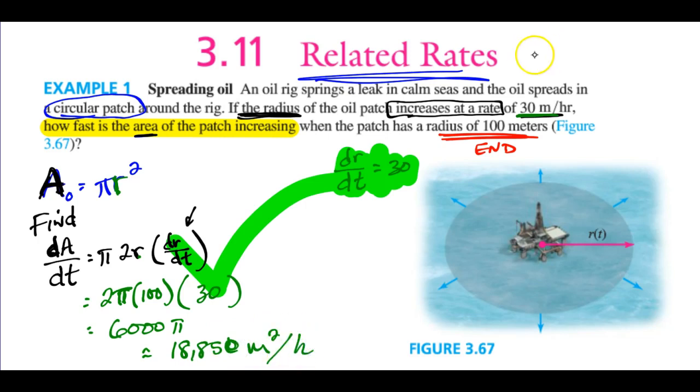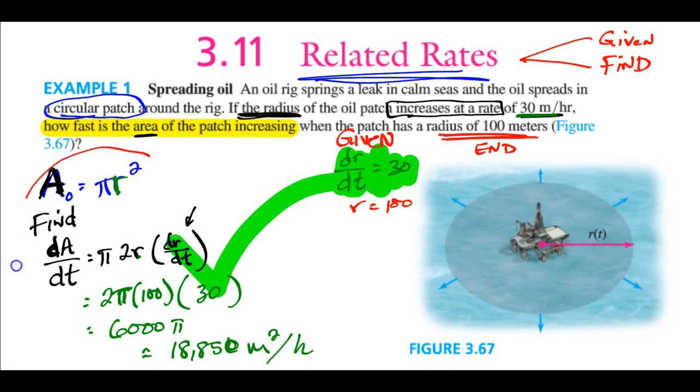So the strategy for related rates, I would suggest, is always write down what's given and then write down what we're trying to find. And in this case, this was given. And by the way, the radius was given, that we didn't plug in until the end. But this is what we're trying to find. Oh, and you've got to come up with some kind of an equation.